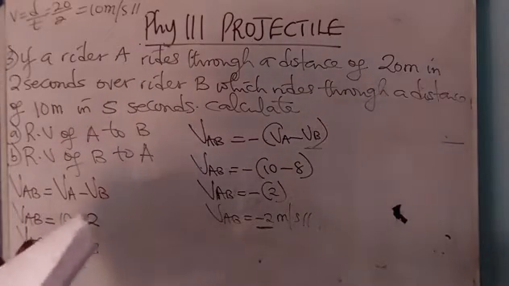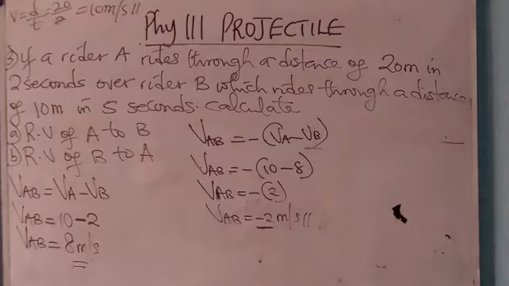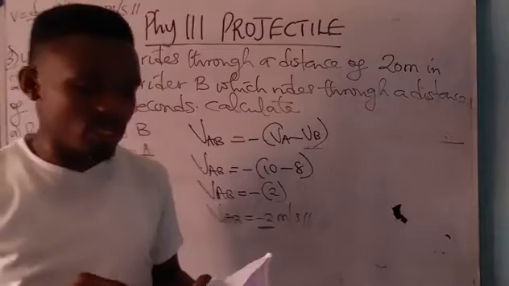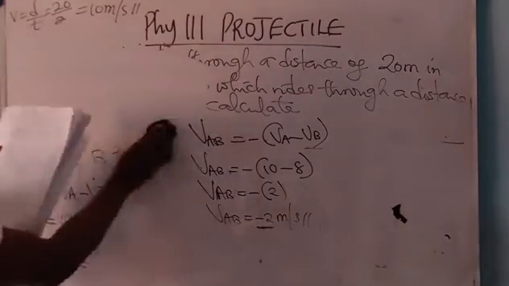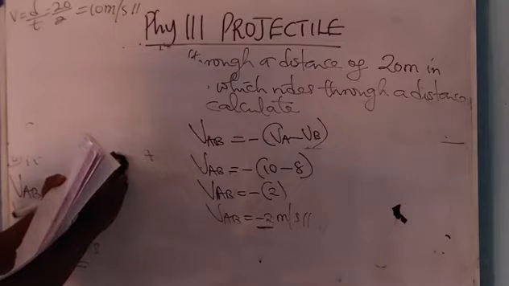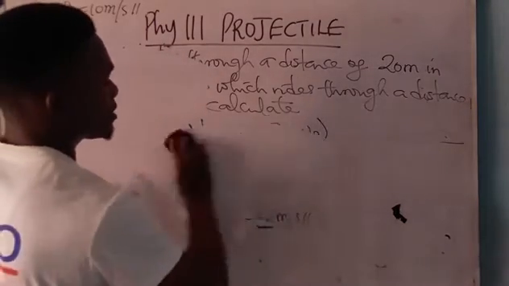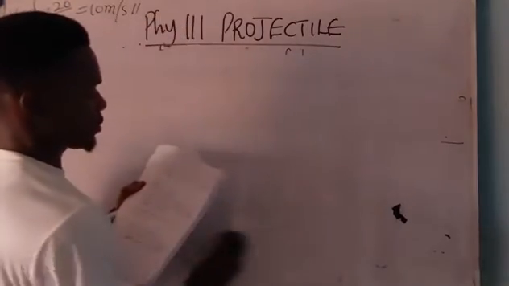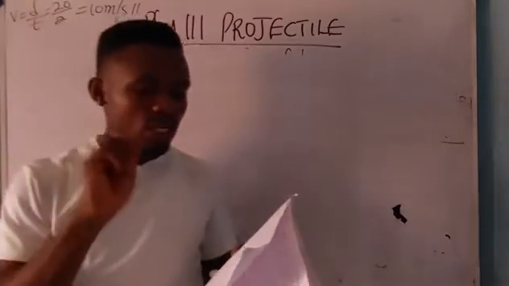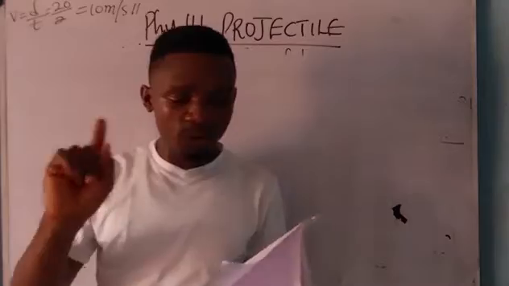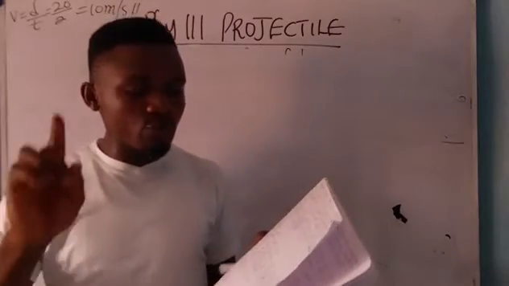I think you are going to write this. A body is projected from the ground at an angle of theta to the horizontal with velocity of 30 meter per second. It reaches maximum height of 11.25 meter. Calculate A, the value of theta, B, time to strike the ground, C, time to reach the maximum height, and D, two thirds of the square of the range.